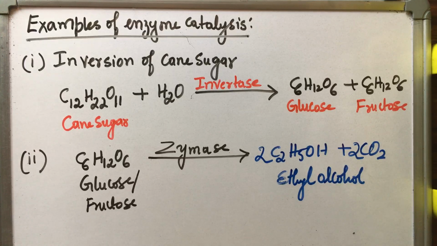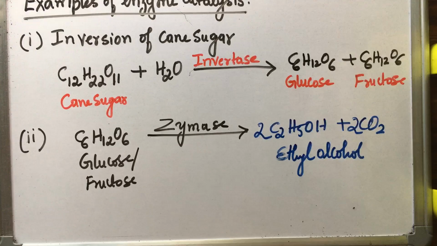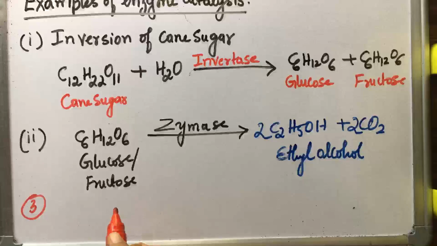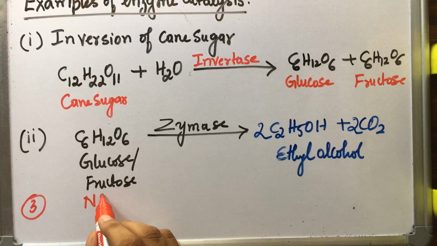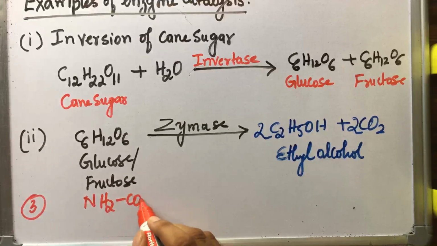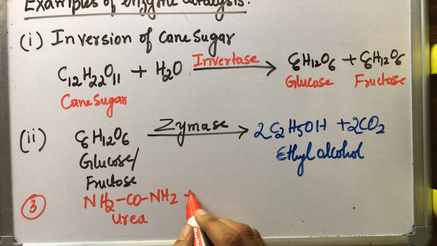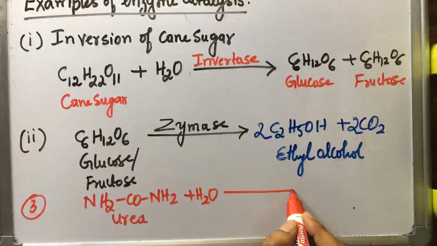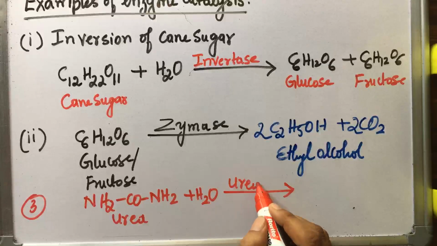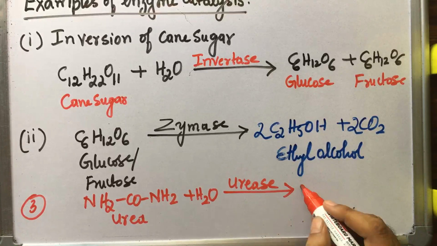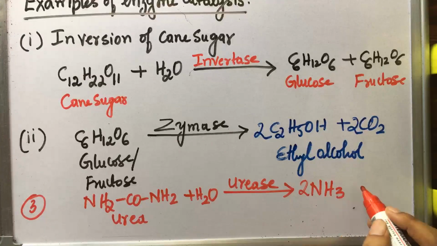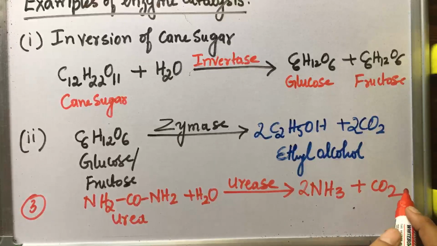So the third example that I can give is the decomposition of urea to form ammonia and carbon dioxide in the presence of the urease enzyme. NH2CONH2, this is called urea. If I add water, in the presence of urease enzyme, it gets converted into ammonia and carbon dioxide.